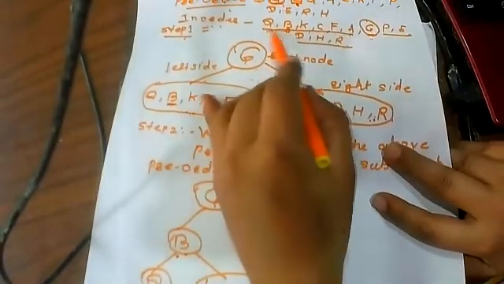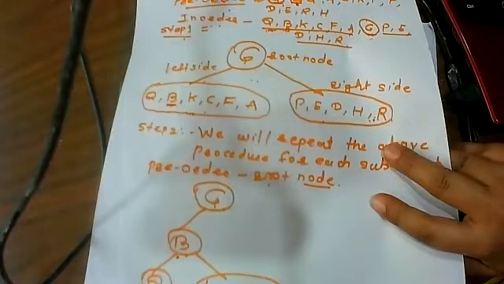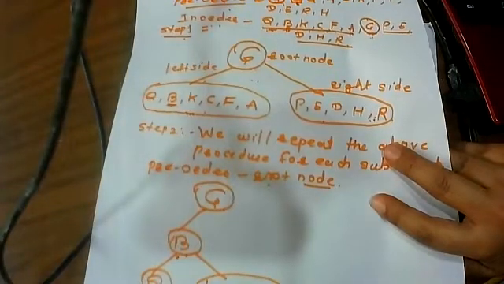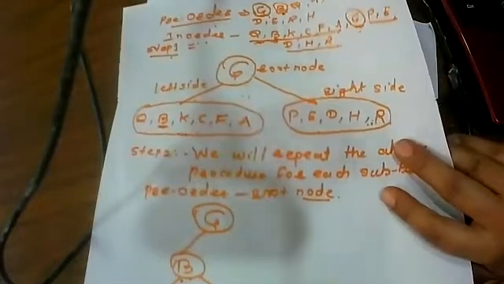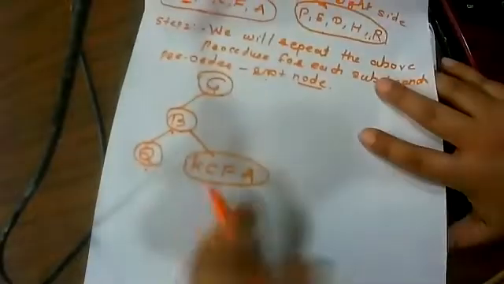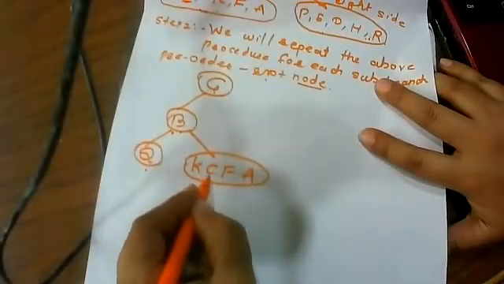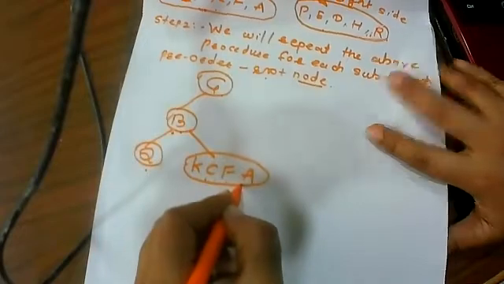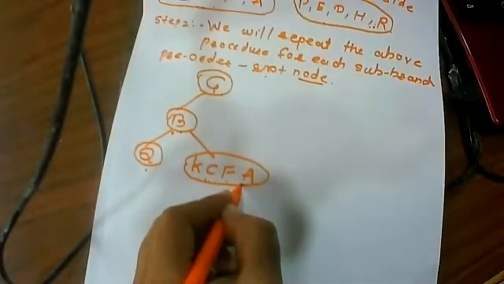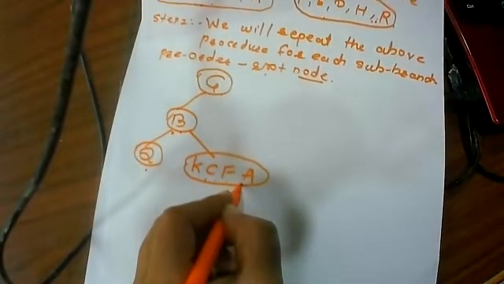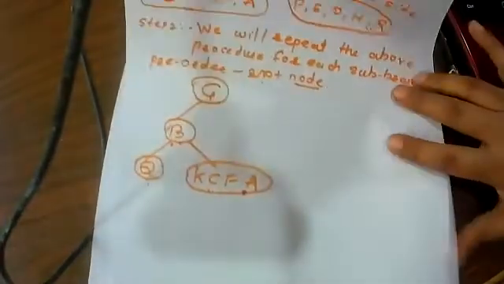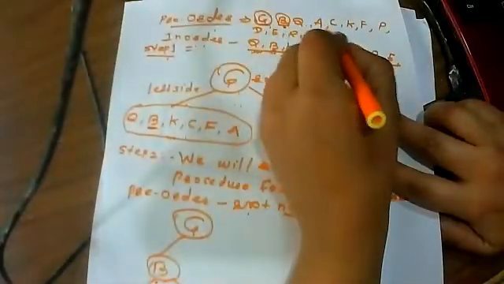Now who is on the left of B? Q. So where did Q go? To its left side. And what about K, C, F, A? These are pointing to the right side of that node. Okay, now again we have to find out the position of KCFA. We are going to find out KCFA in pre-order. So in pre-order, whatever this sequence KCFA is, accordingly who comes first in in-order?